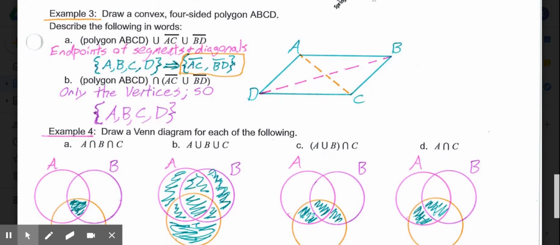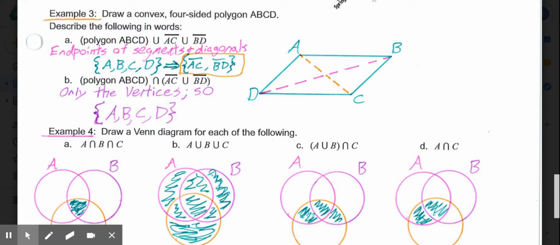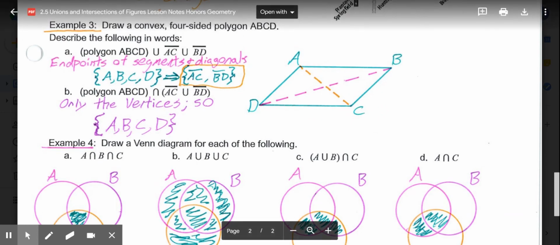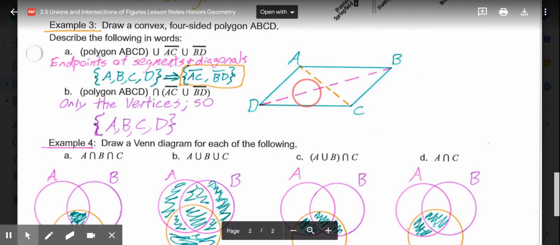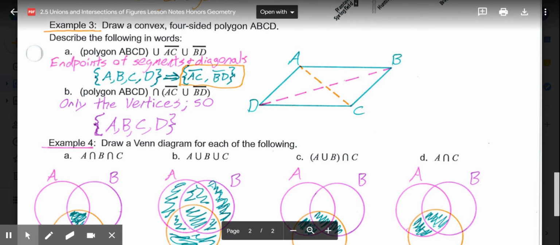And then moving into our final two examples for today. Example 3 has you first draw a convex four-sided polygon. In this case, I just drew basically a parallelogram ABCD. You could draw any four-sided polygon or quadrilateral. Make sure you label your vertices in order, so A, B, C, D. Now question A is asking, what is the union of the polygon ABCD, which would just be our perimeter, the union of segment AC, which we didn't have drawn, but it would be this diagonal here, and the union of BD, which is this diagonal. So really, that would be all the endpoints or vertices plus the segments and diagonals.